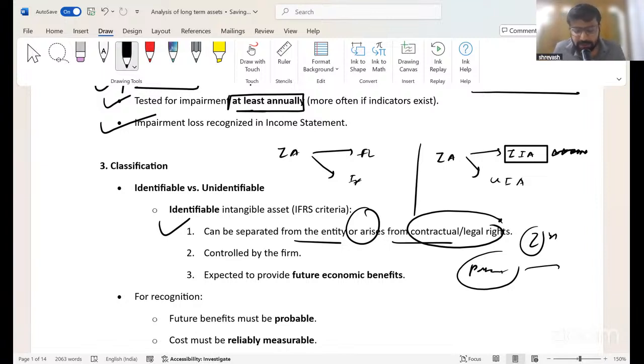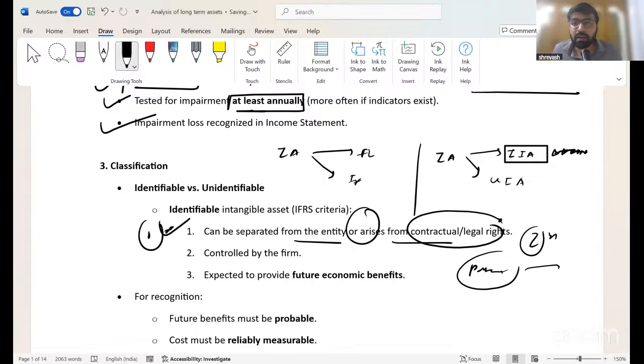Identifiable intangible assets are the intangible assets that are capable of being separately sold. Whenever I talk about capability of being separately sold, that means it can be separated from the firm. It can also arise as a contractual right or a legal right. Franchise is a contractual or legal right that you have, right? Whether you sell the franchise or not is a different matter, but obviously it is separate from the firm, right? That was the first criteria of identifiable intangible assets.